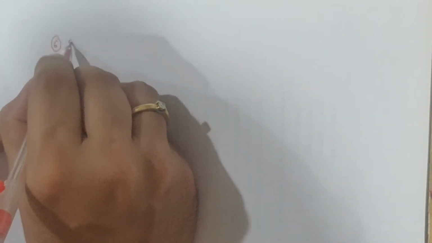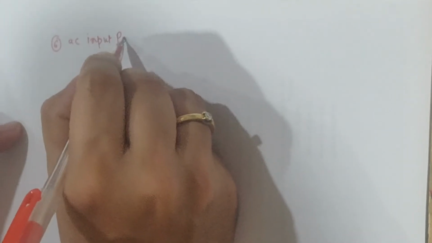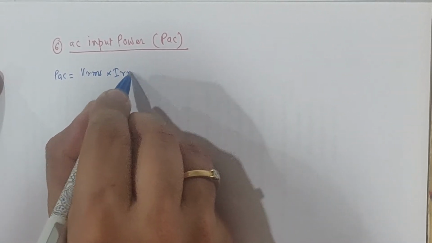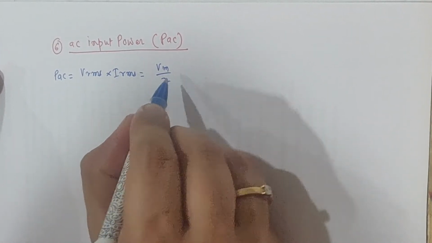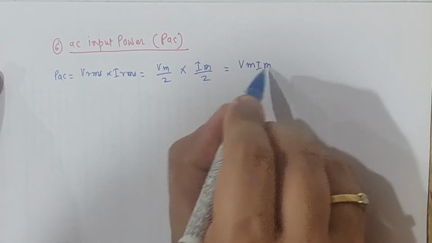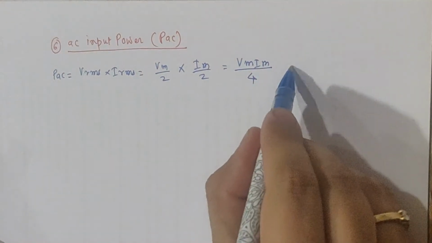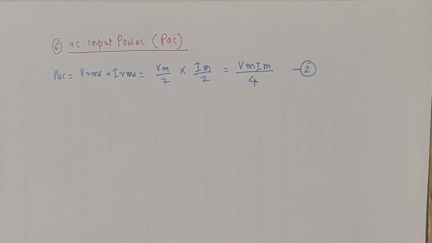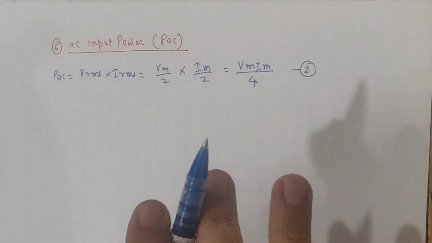Okay. So let us start with the sixth quantity. Now we have AC input power, PAC. Now we know that electronically, if you want to calculate power, that power is going to be the multiplication of voltage and current. So I will be writing VRMS multiplied by IRMS. So what is VRMS value? It is Vm by 2. What is IRMS value? It is Im by 2. So of course we can have the value Vm Im upon 4. I am giving it equation number 2. Equation number 1, if you remember, was given to DC output power.